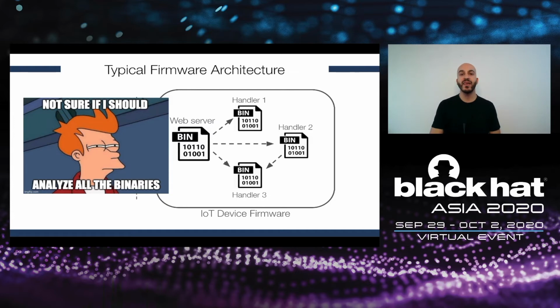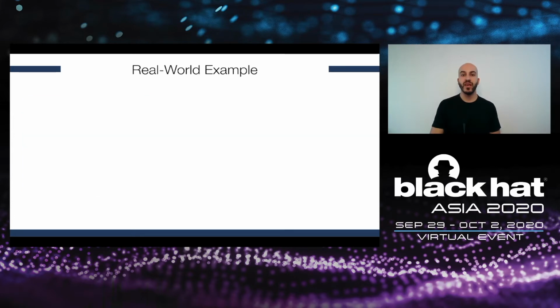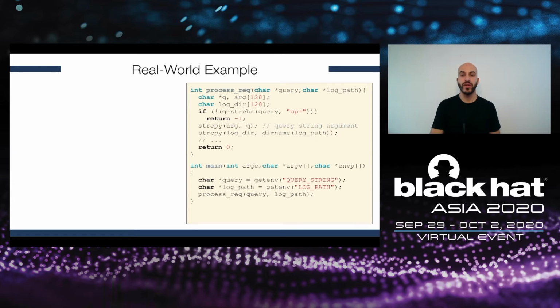But on the other hand, if we apply current approaches to analyze each of these binaries individually, then we will have a large amount of false positives. And we can see an example of this here, a simplified version of a real-world firmware image. You can see here on the right a program that reads data from two environment variables. If we assume that these two variables represent the input of this program and this input is controlled by an attacker, we clearly see that this program contains two vulnerabilities.